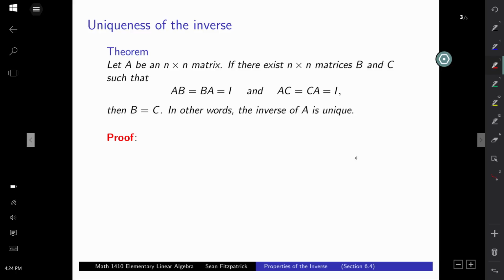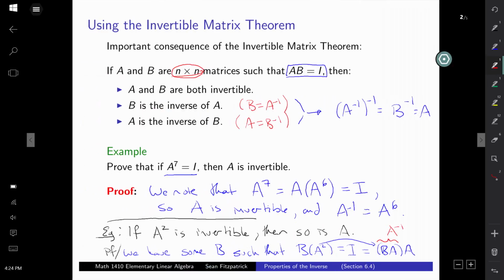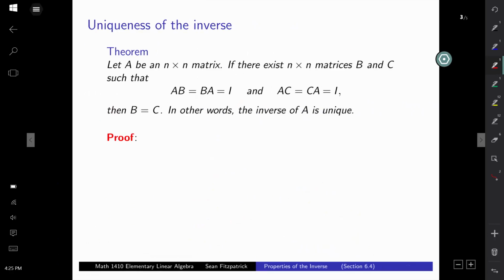One of the things you might worry about in the examples on the previous slide is: okay, sure, A times A to the 6th gives me the identity, but how do I know that this matrix A to the 6th is the only one that works? How do I know there isn't something else that might work? Well, we know that because there is only one inverse for a given matrix.